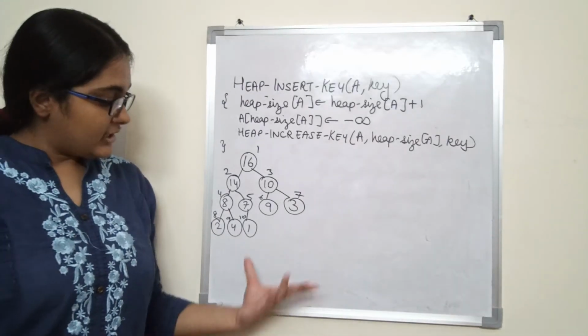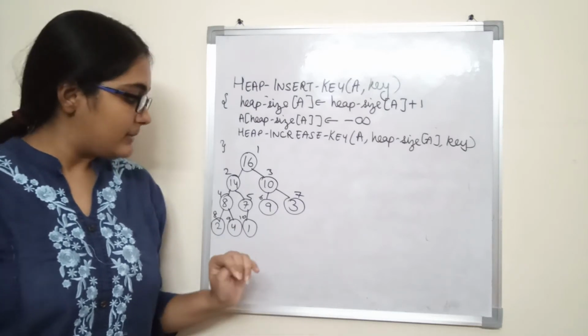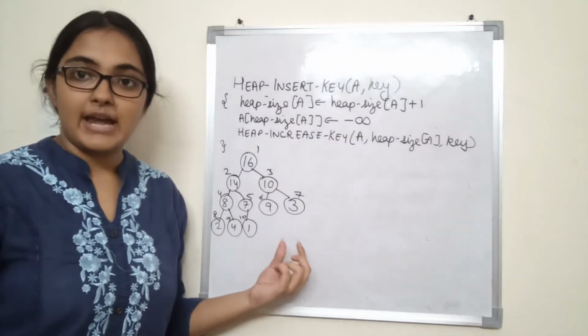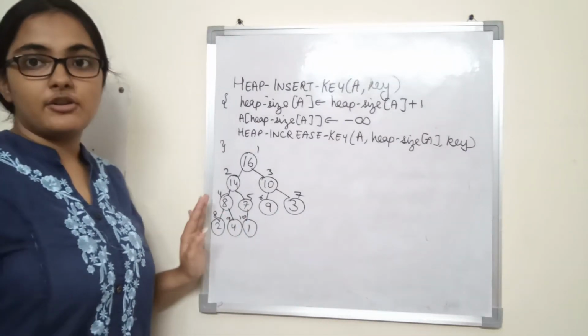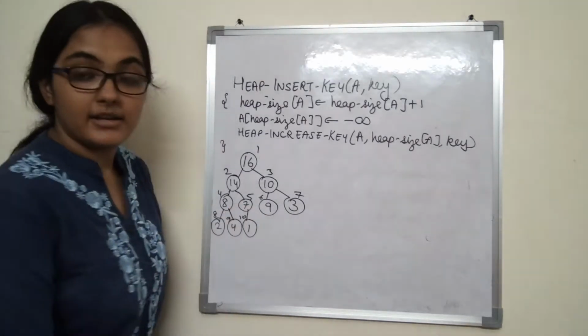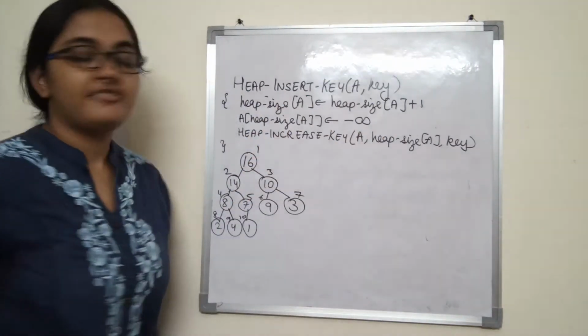So what we need to do, we just need to insert an element in the max heap. So where should we be inserting it? We should insert it here, that is the next position. Why? Because we need to fill the leaves from left to right, right? So we need to insert it somewhere here. So let us see how we insert it. Heap size of A is equal to heap size of A plus 1. Why?